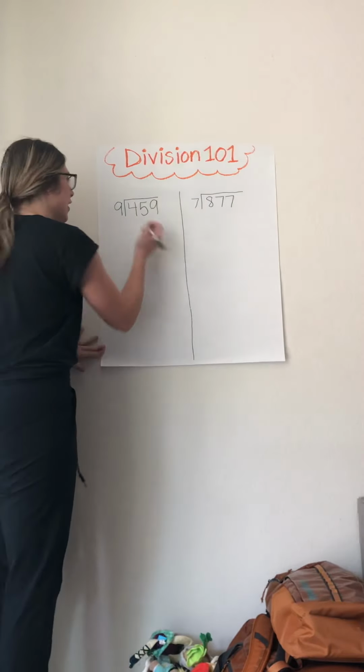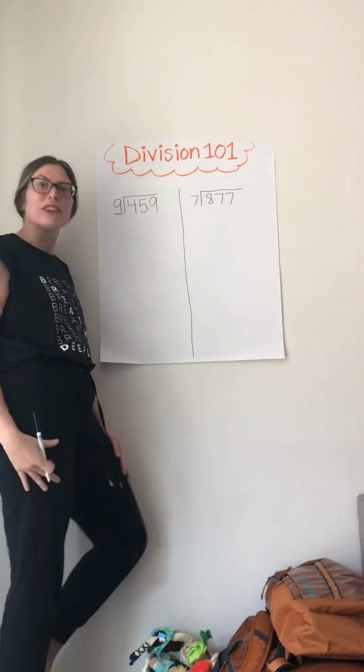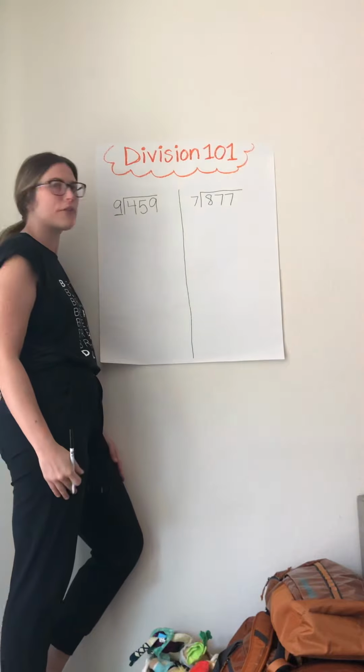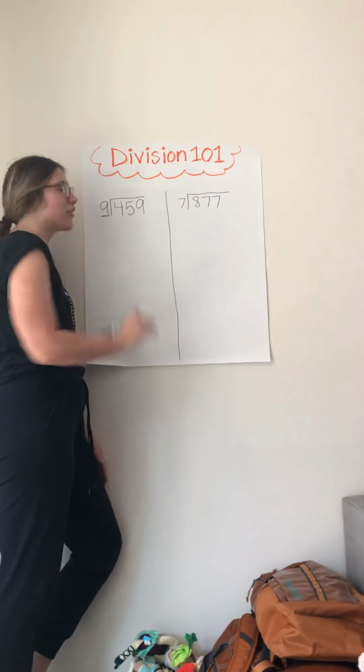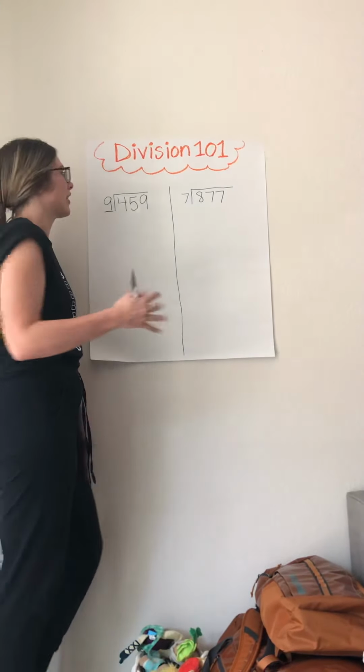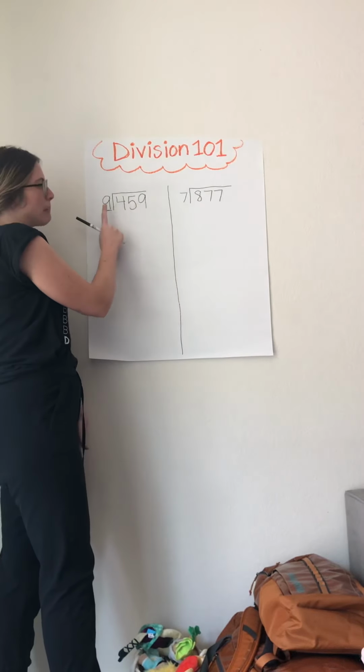So let's get started. This number over here is called the divisor. That's the number that's typically in the middle of the division sentence. And the number on the inside is called the dividend. That's the number that's being divided. So we have 459 divided by 9.